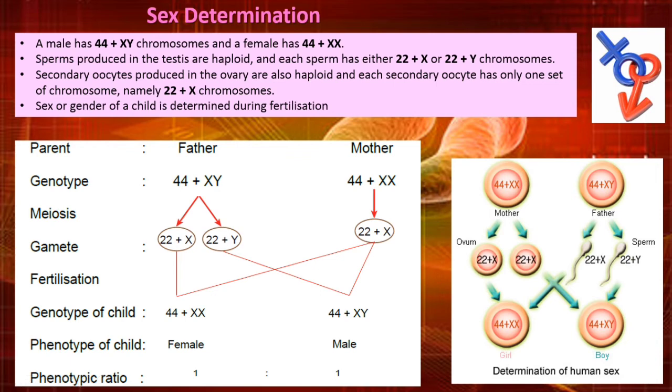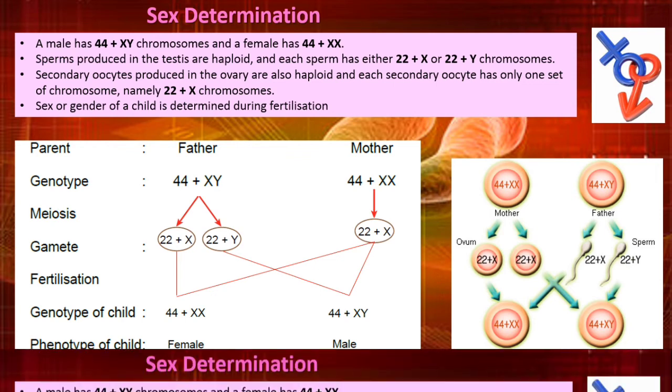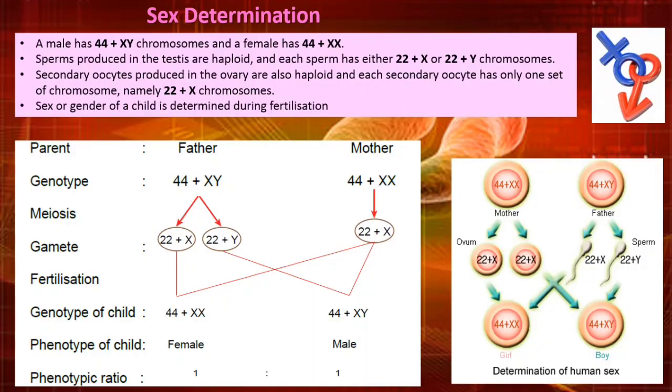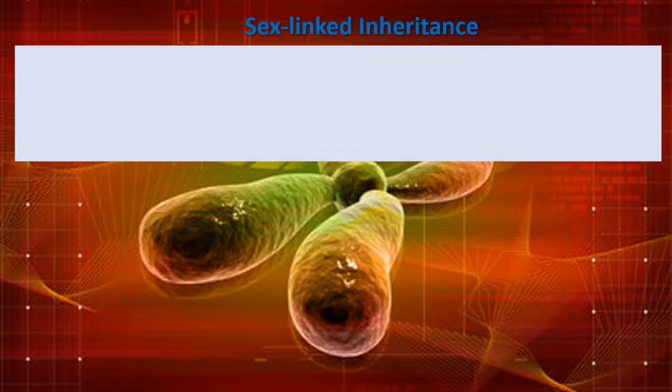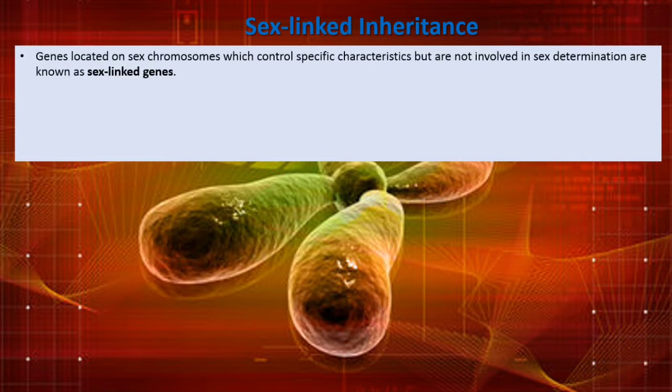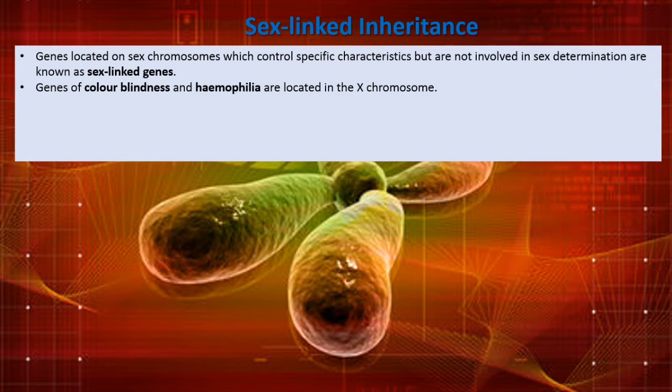Okay. Now sex link inheritance. Okay, sex link inheritance. The genes located on the sex chromosome which control specific characteristics but are not involved in sex determination are known as sex link genes. Okay, so genes of color blindness and hemophilia are located on the X chromosome. So color blindness and hemophilia are examples of sex-linked inheritance.